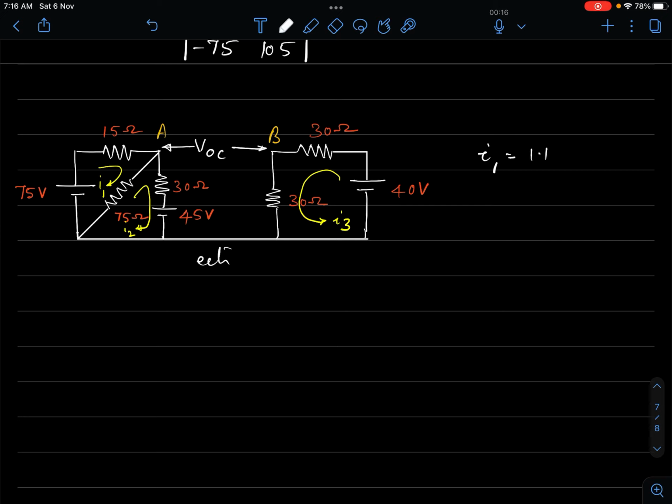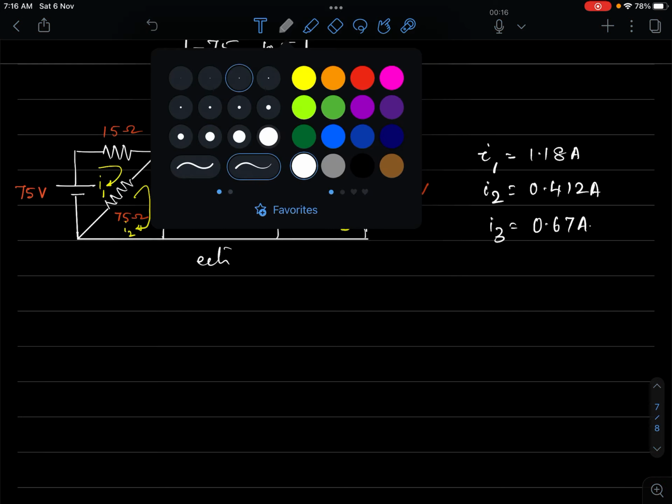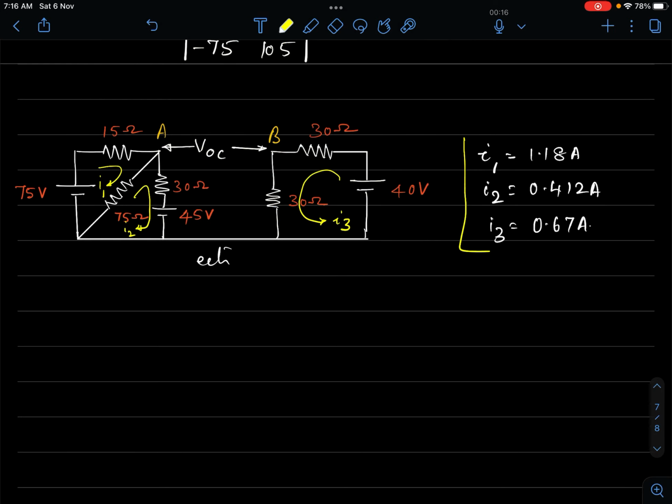So what have we got? We have got I1 to be equal to 1.18 ampere. This is what was calculated previously. You can look back and find out. And I3 we have computed it to be 0.67 amperes. Alright. So these are the three currents that we are trying to have in the circuit.